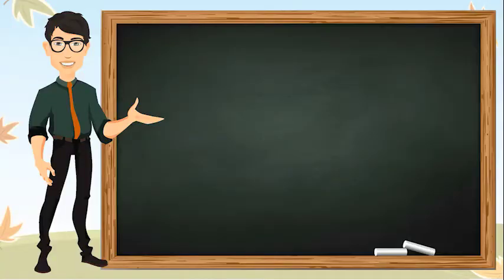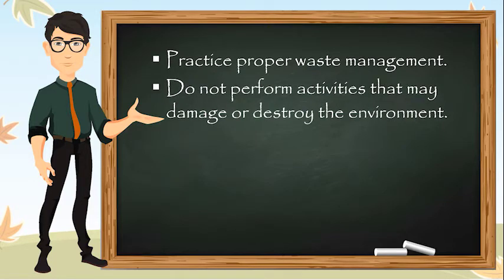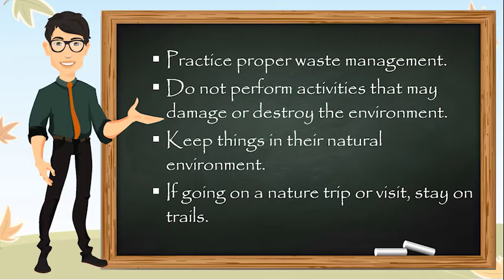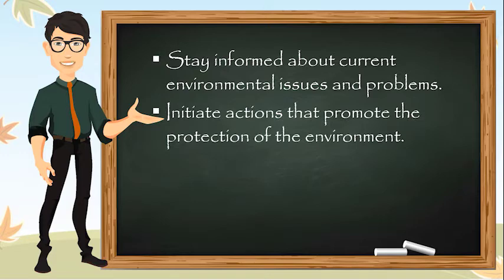These are the examples on how to protect the environment. Practice proper waste management. Do not perform activities that may damage or destroy the environment. Keep things in their natural environment. If going on a nature trip or visit, stay on trails. And also, stay informed about current environmental issues and problems. Initiate actions that promote the protection of the environment.